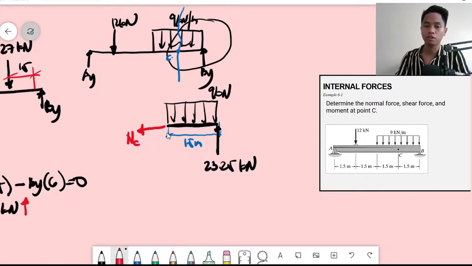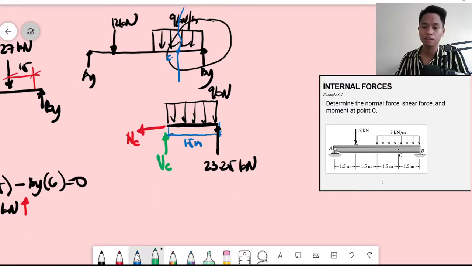Tapos shear, okay, unsa na ang direction sa shear? Your shear should be upward. Okay, that should be your VC. Bakit upward man? Because if this is upward, it will rotate the member clockwise. Okay? So, upward. So, I hope makagets.